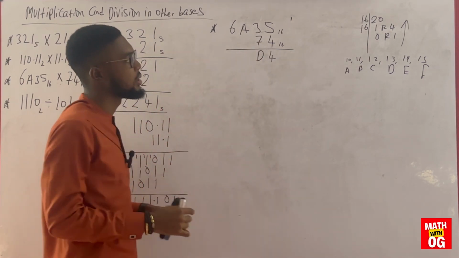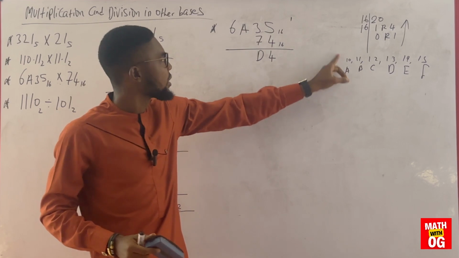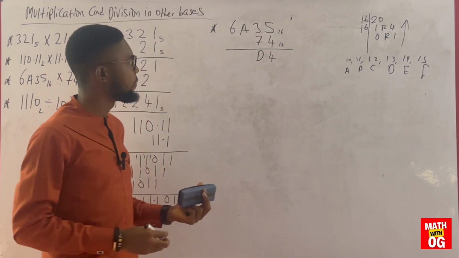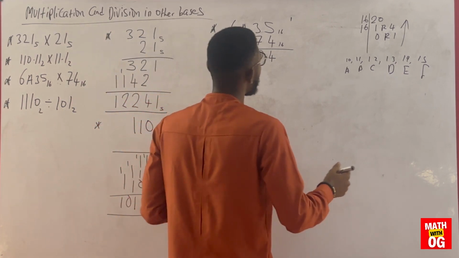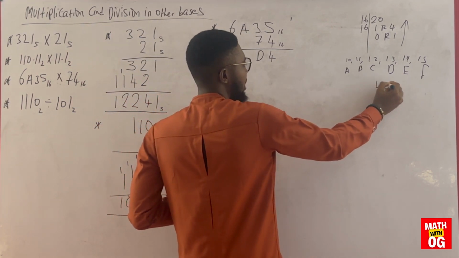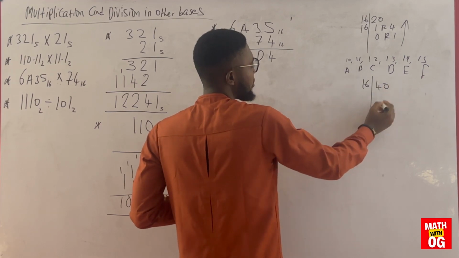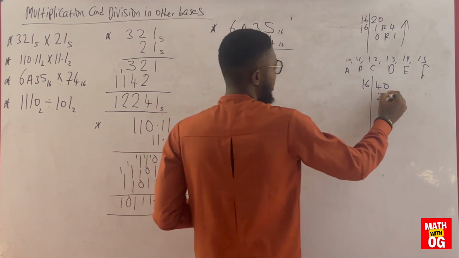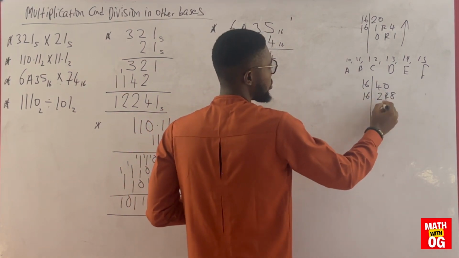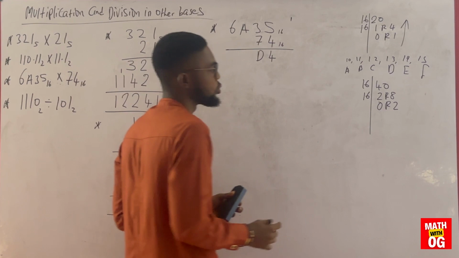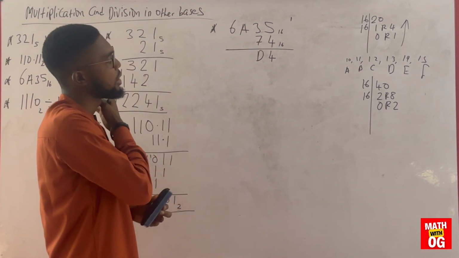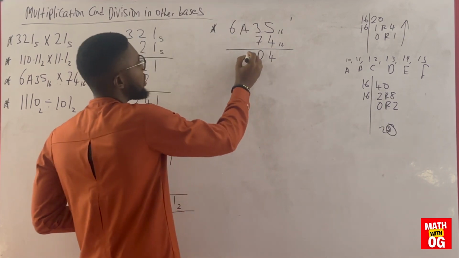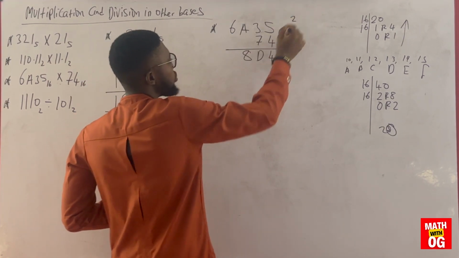Now we have 4 times A. A is simply 10. So we're having 4 times 10, which is 40. Now what is 40 in base 16? 16 into 40 is 2, that's 32 with a remainder of 8. Then 16 into 2 is 0 with a remainder of 2. So that is simply 2, 8. So I'll put down 8, carry 2.